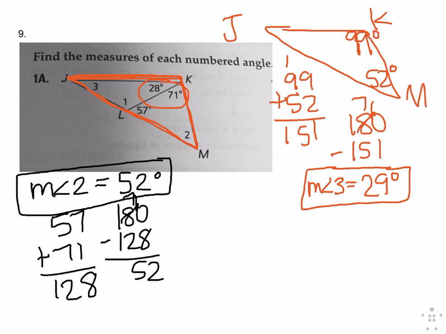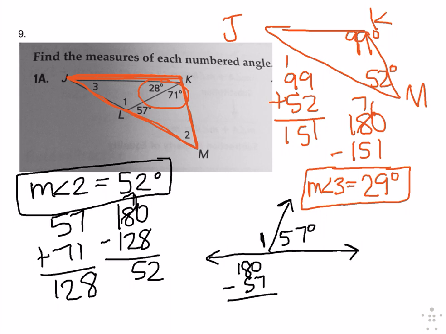So that was another way that you could have solved. I mean, there's multiple ways to solve these problems. That's what's so beautiful about math. Okay, so here, to find the measure of angle 1, you can recognize that that is a linear pair. That means that they are supplementary. So if I subtract 57 from 180, we're going to get 123. So the measure of angle 1 is 123 degrees.